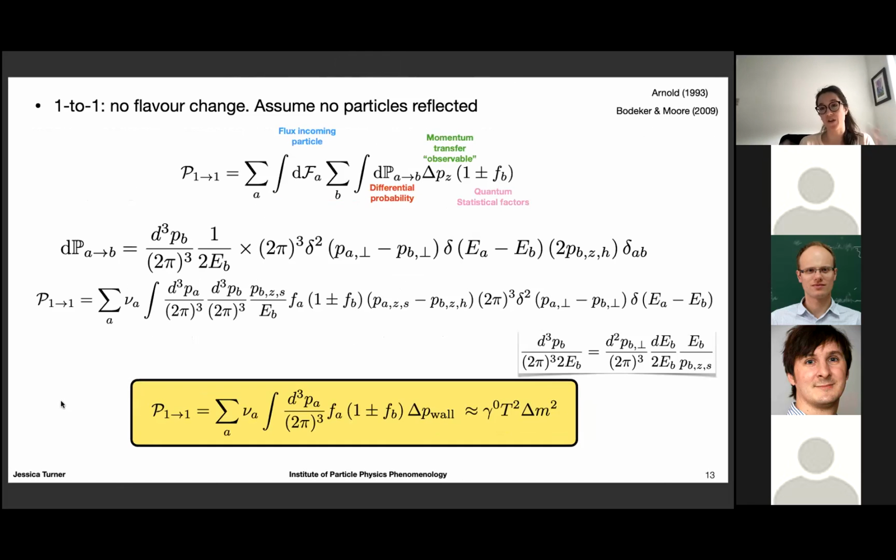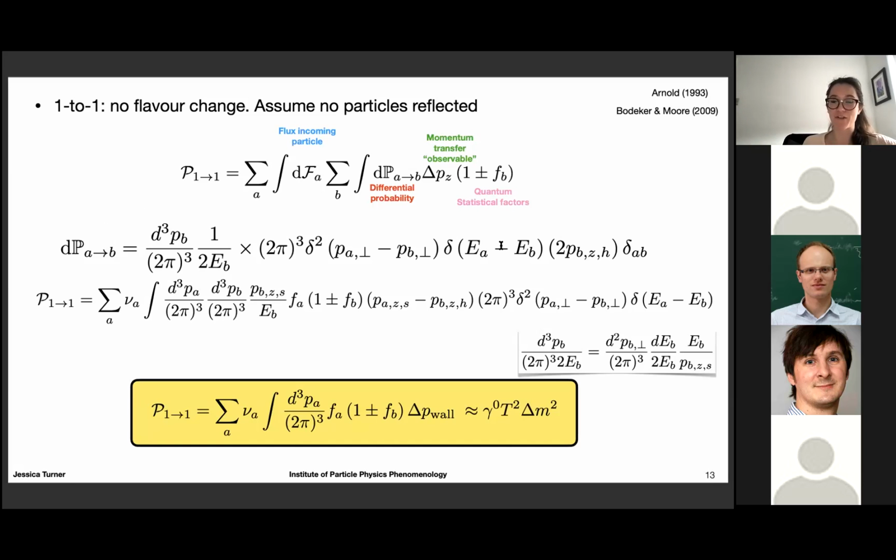Okay, so we can formalize this heuristic argument into, let's say, a master equation. So the pressure for one-to-one is simply the sum over all of the incoming particle species, flux, multiplied by the differential probability that particle A splits to particle B, times delta p_z. And I'm going to refer to delta p_z as an observable. And that's simply the transfer of momentum from the particles to the wall. And then we have some quantum statistical factors which account for the fact, is the particle coming in a fermion or a boson? So this differential probability is simply the phase space of the final state particle multiplied by 3 Dirac delta functions. 2 account for transverse momentum conservation, 1 accounts for energy conservation.